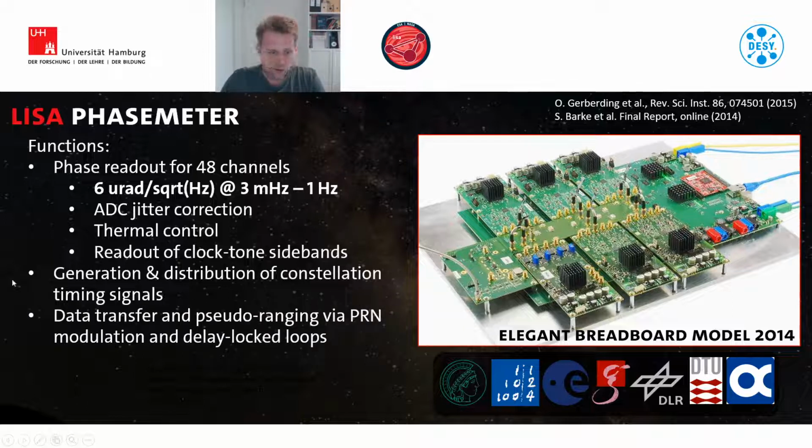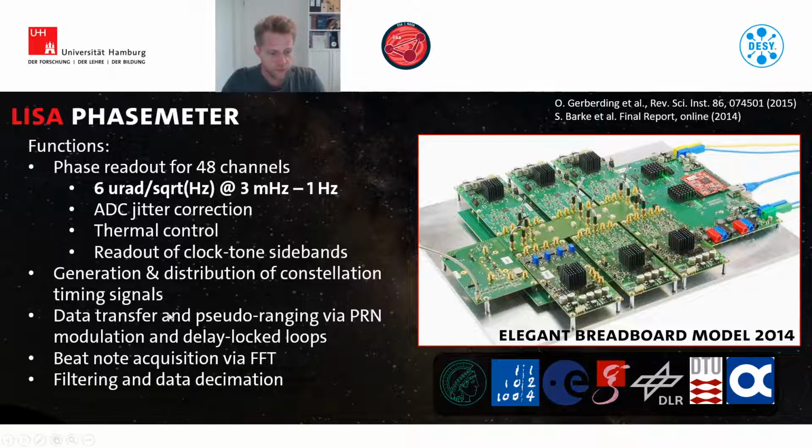It also is used to provide data transfer and pseudo-ranging via pseudo-random noise modulation onto the laser, and it also contains the delay lock loops to read out the ranging signals from this pseudo-ranging. It also needs to provide beat note acquisition via a fast Fourier transform, so to actually find the laser frequencies and to set up the constellation. And it also needs to perform filtering and data decimation, and finally also needs to control the laser frequencies. That's just a very short run through of what the Phasemeter needs to do.